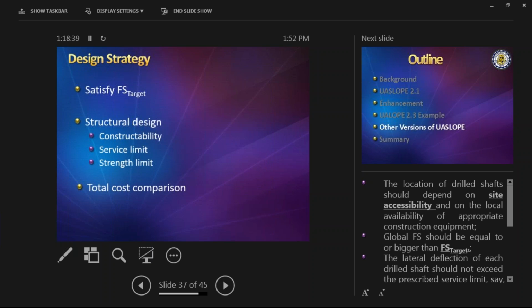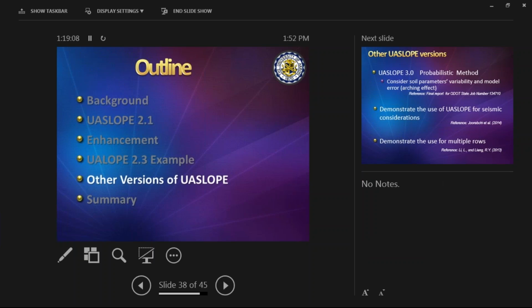So the design strategy should be to satisfy the geotechnical factor of safety of the slope reinforced with the drill shaft. The drill shaft itself needs to be constructed, so constructability issues need to be considered. And then for structural design, we're looking at both the service limit and the strength limit. Finally, the cost comparison. So I'm getting to the end of my presentation.